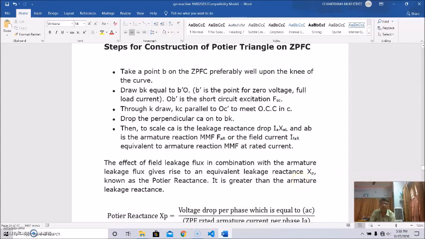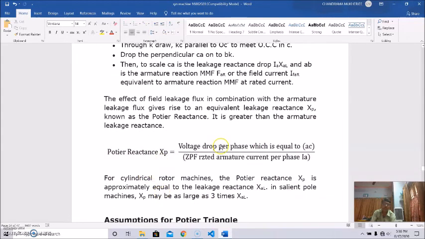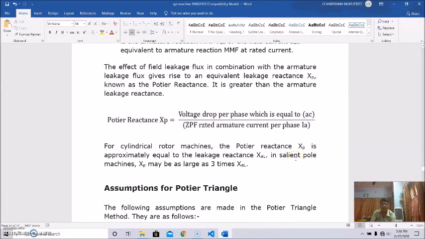The effect of field leakage flux in combination with the armature leakage flux gives rise to an equivalent leakage reactance XP, known as the Portier reactance, and it is greater than the armature leakage reactance. So the Portier reactance XP, voltage per phase, is equal to AC at ZPF rated armature current per phase, that is IM. For a cylindrical rotor machine, the Portier reactance XP is approximately equal to the leakage reactance XA. In salient pole machines, XP may be as large as 3 times XA.